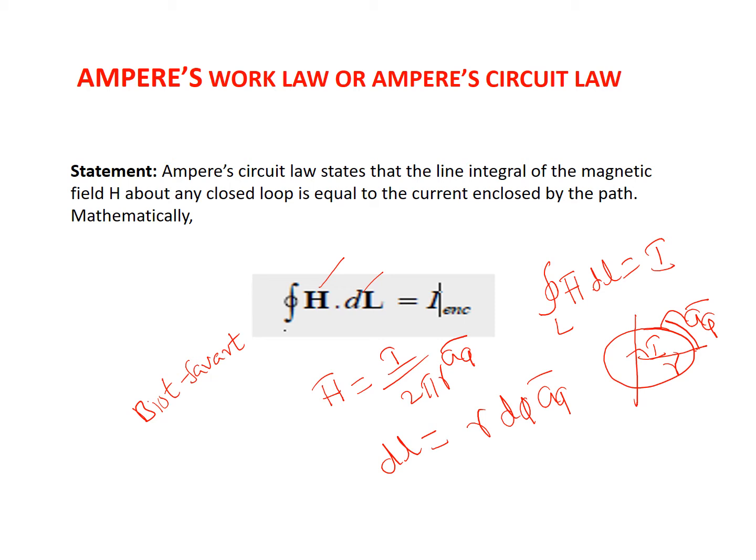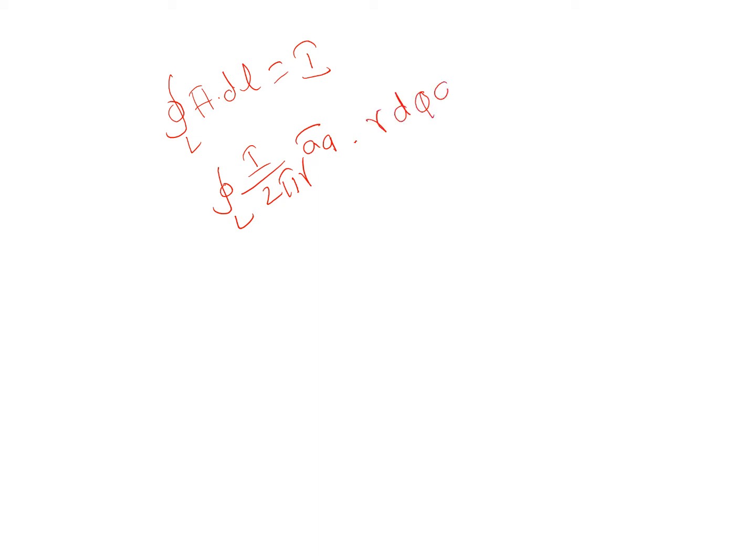So I can substitute H equal to I by 2 pi r into a phi bar and dL equal to r into d phi into a phi bar in the mathematical expression of Ampere circuit law. The equation is the line integral of H bar dot dL equal to I. This is the mathematical expression of Ampere circuit law. Here H is I by 2 pi r into a phi bar, taken from Biot-Savart's law, and dL is r into d phi into a phi bar.